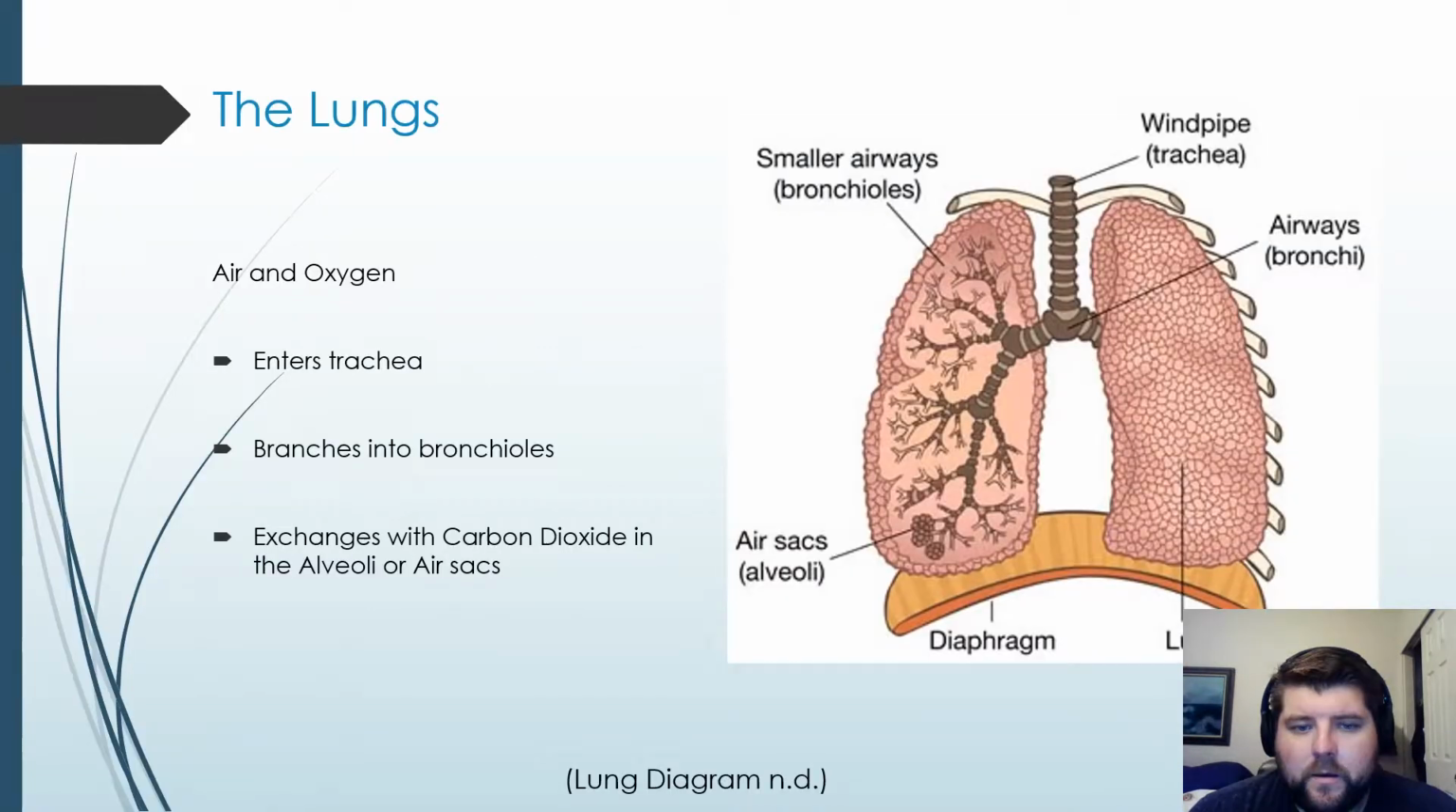So here we have the lungs, and what they do is they take in air and oxygen. It comes in through the trachea here and goes down, branches off into the bronchi and into the bronchioles, these little things here, and then finally ends up in the air sacs here, which are the alveoli. That is how air comes into the lungs, and in the alveoli is where carbon dioxide and oxygen are exchanged into the blood.